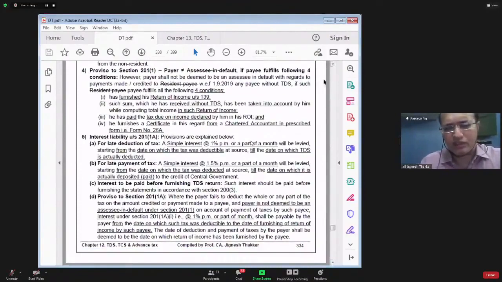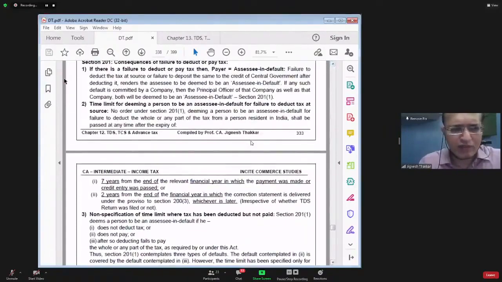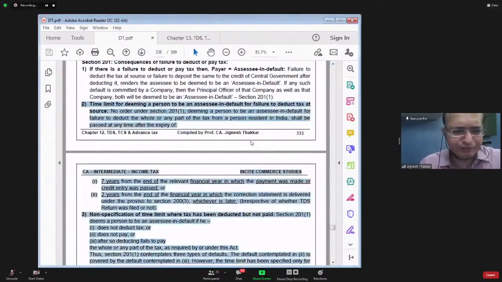In fact, this I have taken in the notes only from this year. Up to last year, I was not teaching this point number 2 and 3.